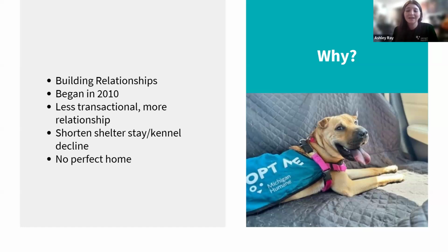Being in the kennel environment is not ideal. It's lovely to an extent, but it is not a home. So we would like to move away from that as best as possible. Having a shorter process can help move those animals through into new homes quicker. And then we understand that there's no perfect home. Jen mentioned a yard. A good example of that is that not everybody can have a yard.